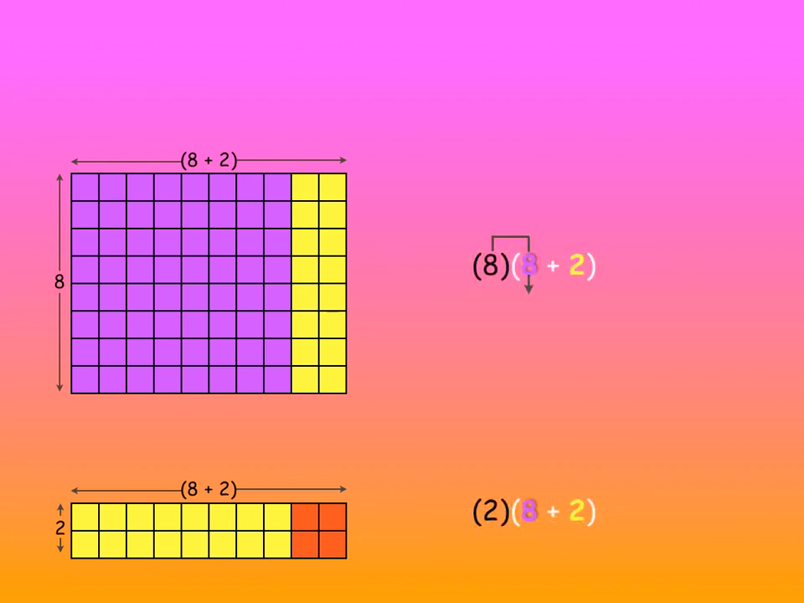Okay, let's start on the top. 8 times the first number, 64. 8 times the last number, 16. Add them, get 80. Down below, 2 times 8, that's the first number, 16. And 2 times the last number is 4. Add those, we get 20. Now let's take the 80 and the 20 and add them together. We get 100.